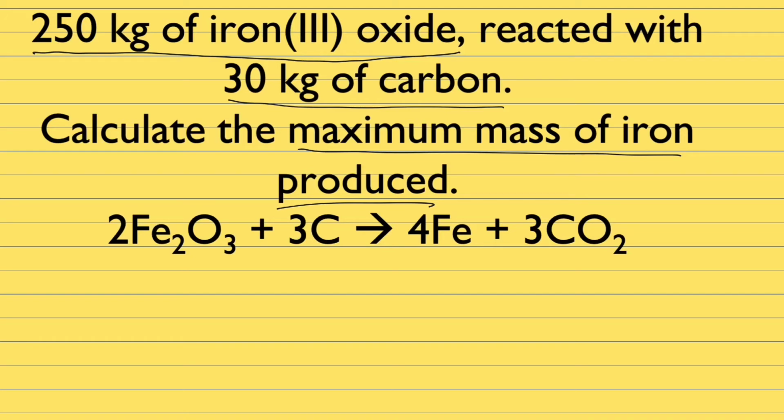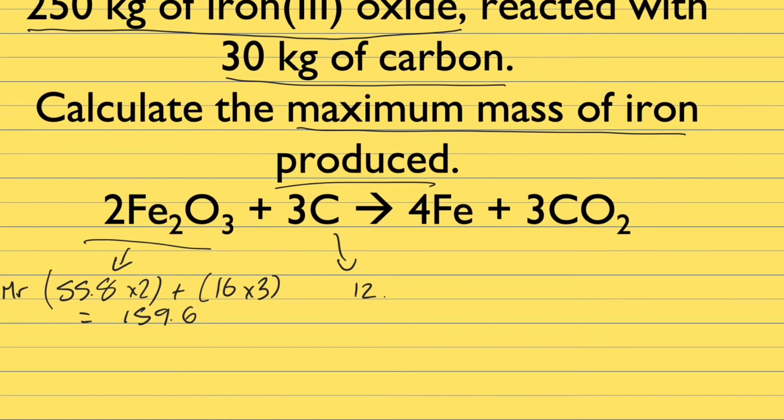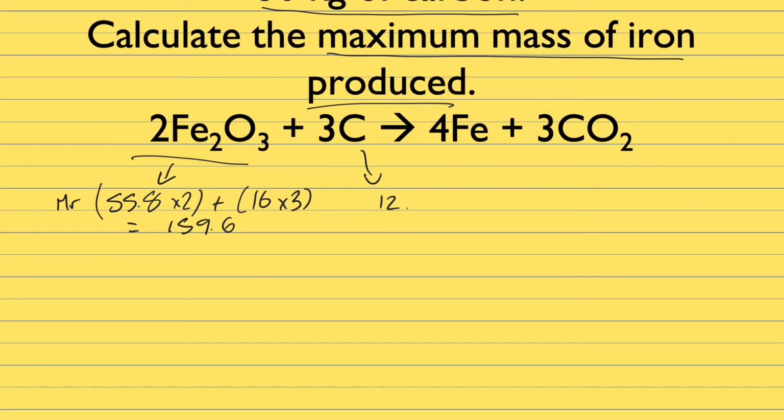So the first thing we need to do is work out the relative formula mass of iron oxide and carbon. So that is going to be 55.8 times 2 plus 16 times 3, which equals 159.6, and carbon is just 12. So that's the MRs. That's the first bit. The second bit is to work out the moles.